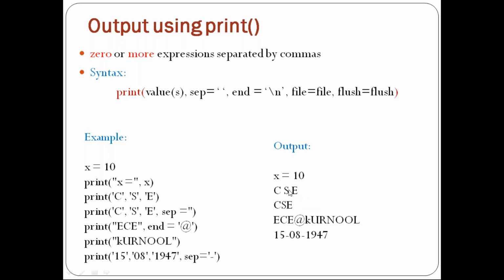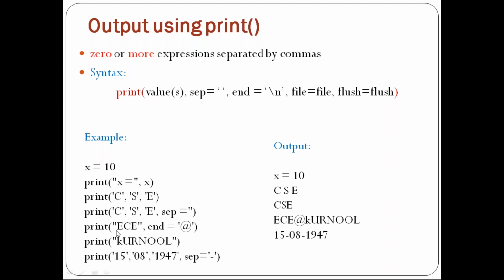But if you don't like to have the space in between the C, S, and E, we can have this separator field to modify the default value, which is a space. The print statement will be having the separator field as a space by default. So if you'd like to do that alteration, we can make use of sep equal to empty, without any space, so that we will be getting CSE without any spaces.